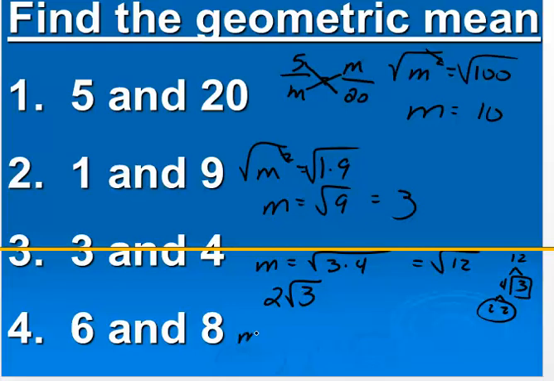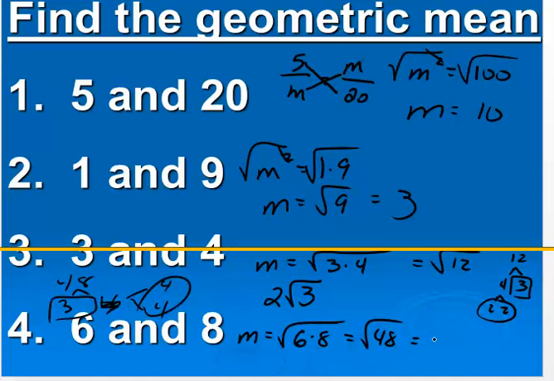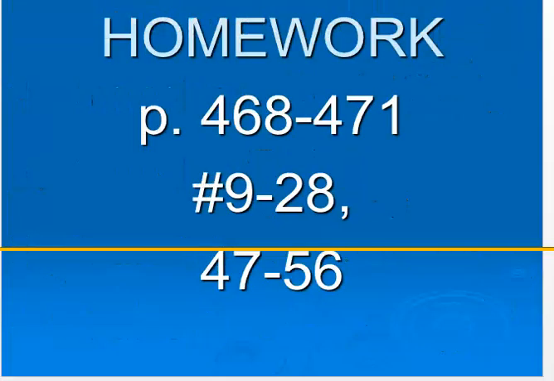The geometric mean of 6 and 8, so the square root of 6 times 8 is the square root of 48. Again, we're going to do our factor tree, so I'm going to go off to the side and do my factor tree. This is 3 and 16, but 16 is 4 and 4. So we have a pair of 4's and a lonely 3. So this is 4 rad 3. So you need to know the geometric mean is the square root of the two numbers multiplied together. We'll be working on pages 468 to 471, numbers 9 through 28 and 47 through 56.